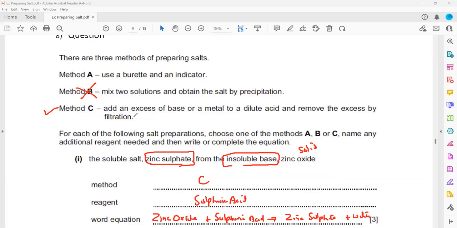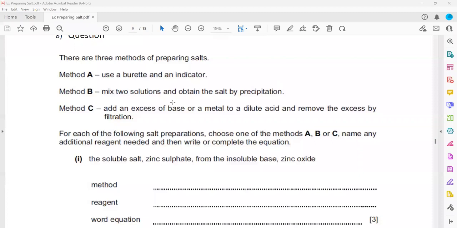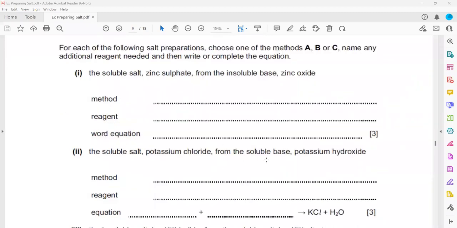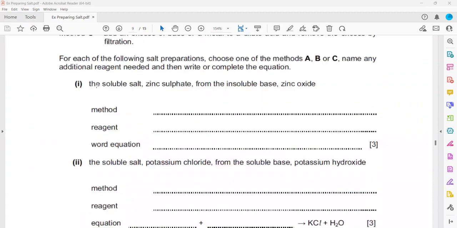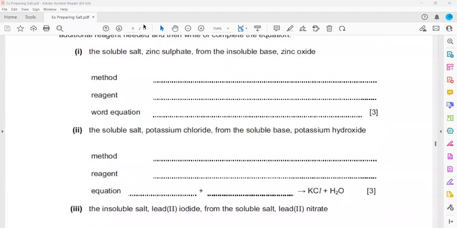So why did we choose method C? Because in method C, we add excess of a base or a metal. So a metal oxide, an insoluble base, is there, not an alkali. If an alkali was added, we would have to use an indicator. If we are preparing a soluble salt from a soluble base, it should be method A. Method A and method C can both produce soluble salts. One is by mixing a solid with acid. Another is by mixing the acid and alkali aqueous solutions using an indicator.